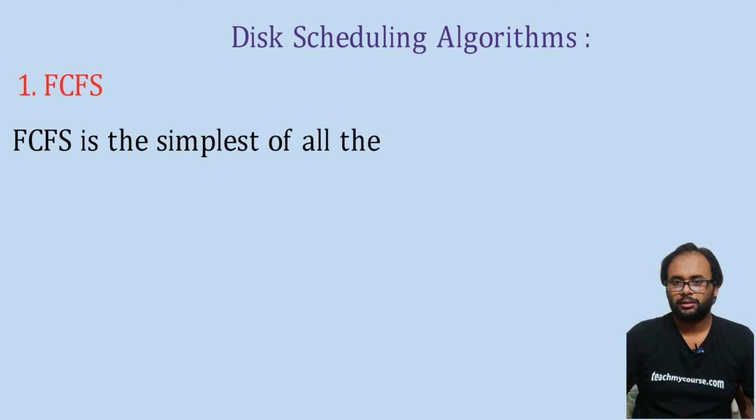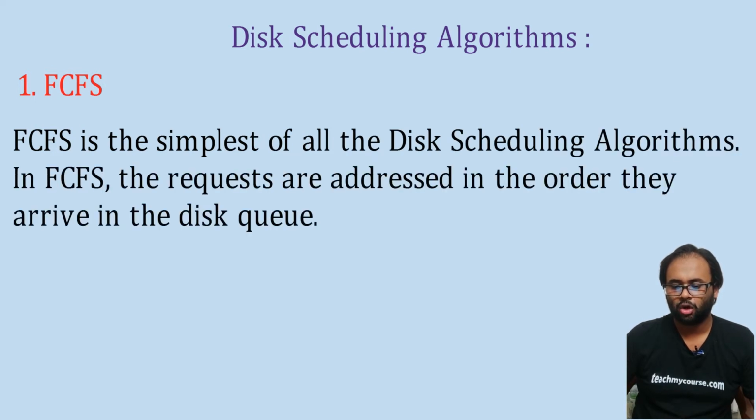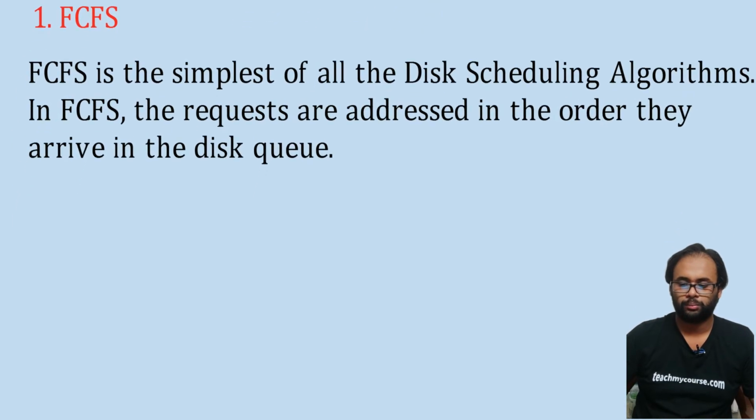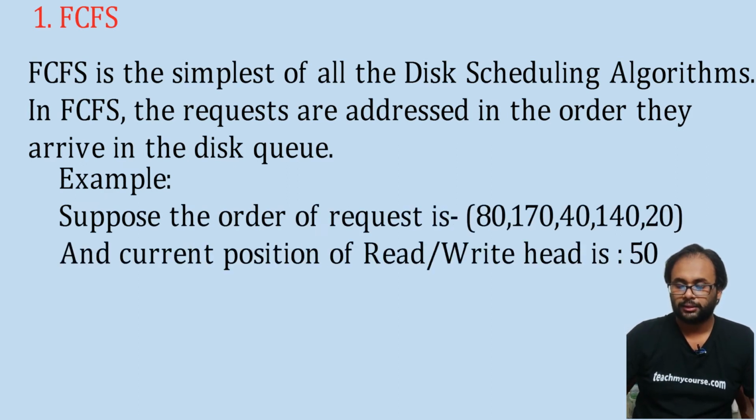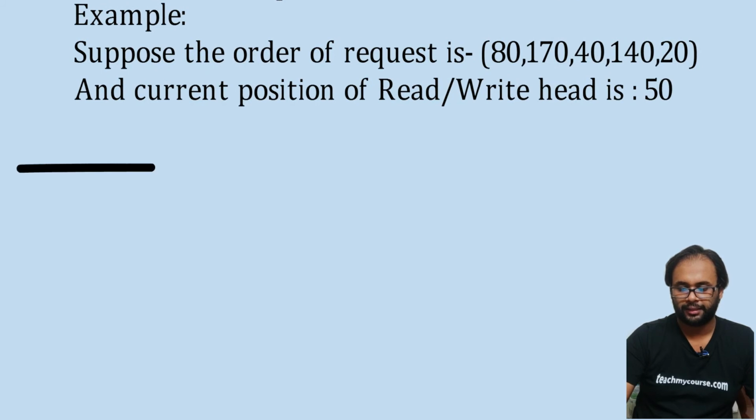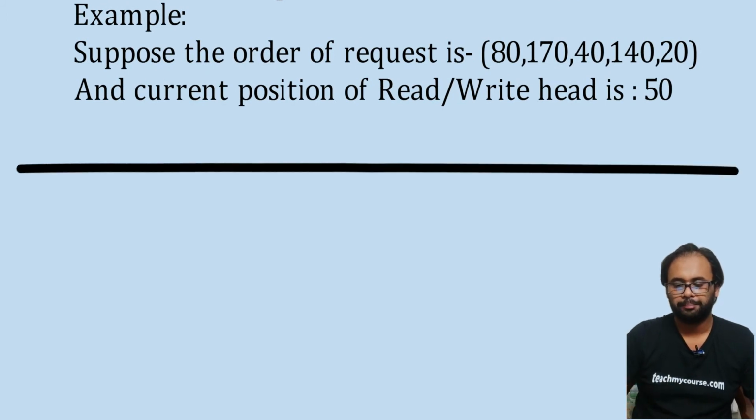In FCFS, the requests are addressed in the order they arrive in the disk queue. Whatever the order followed for the requests, the same has to be processed by the disk head. First in, first out. Now suppose the order of the requests is a numerical for you.